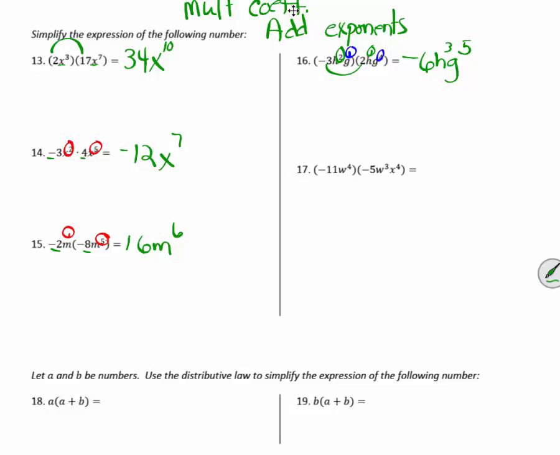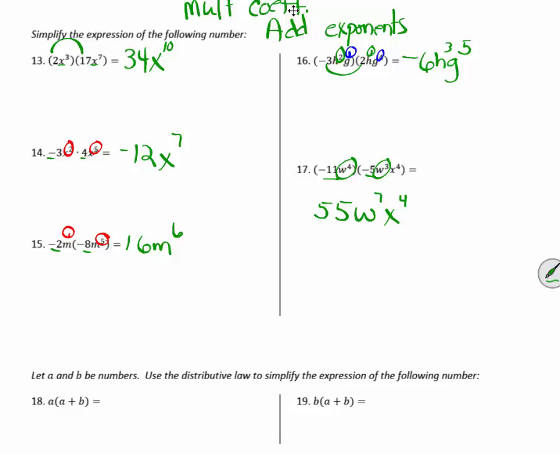All right, next one. Multiply the numbers out front. Negative 11 times negative 5 is 55. Then I'm going to have my w's. W to the fourth, W to the third. Add those exponents, that's to the 7th. I don't have any other x's, so I just keep x to the fourth.